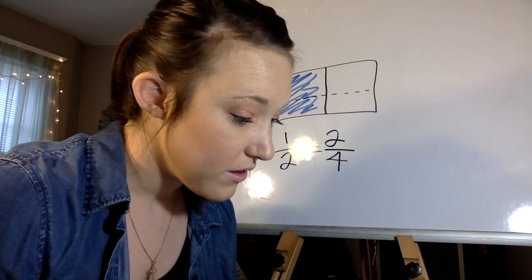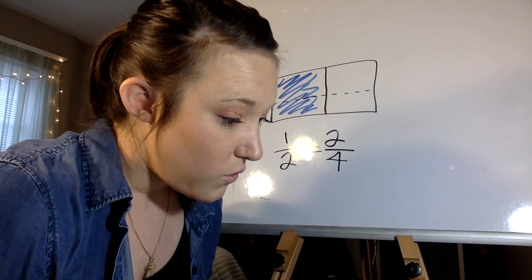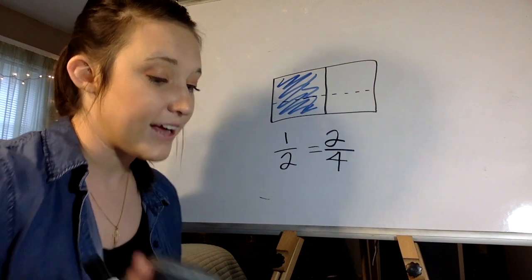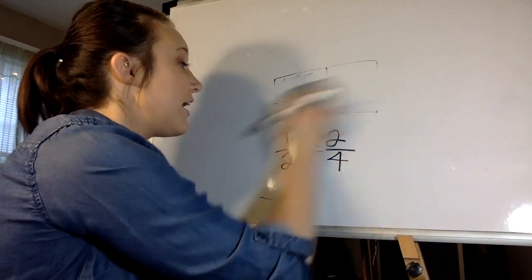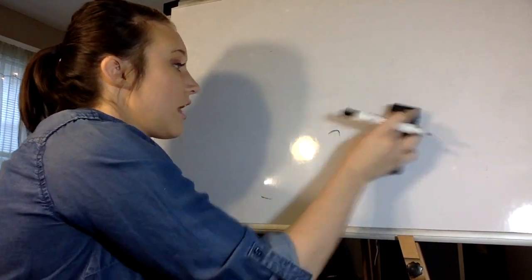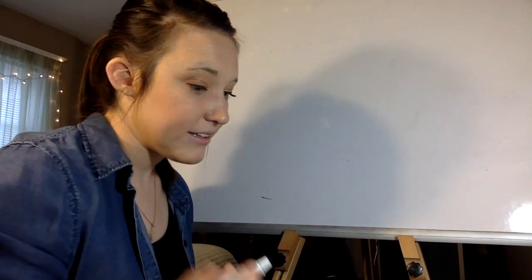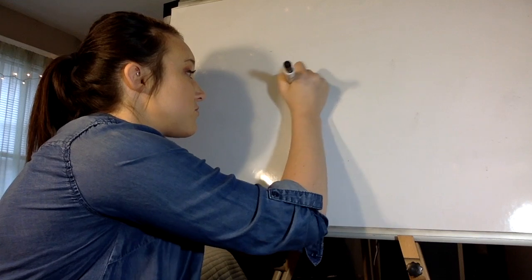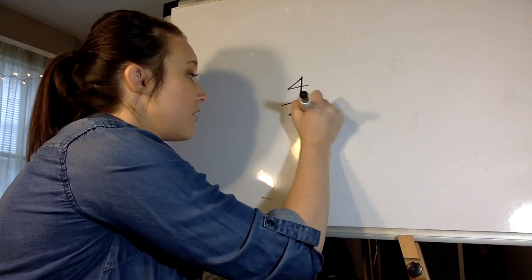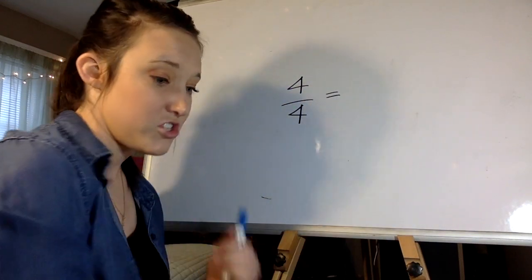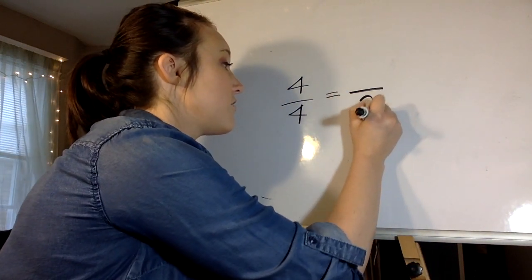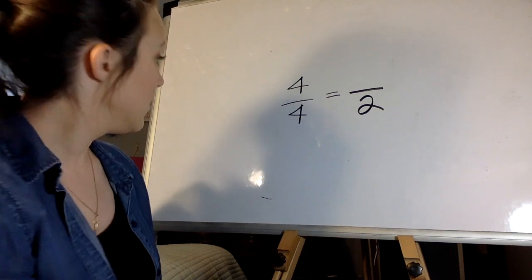All right, so when you're looking ahead at like finding the equivalent fraction on the next page, so that's 485, and we are looking at, let's look at number 8. So number 8 shows 4/4 is equal to a fraction over 2.